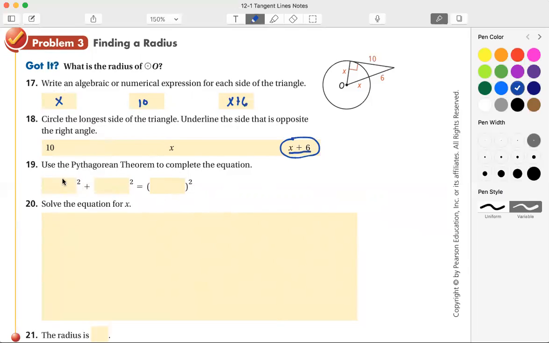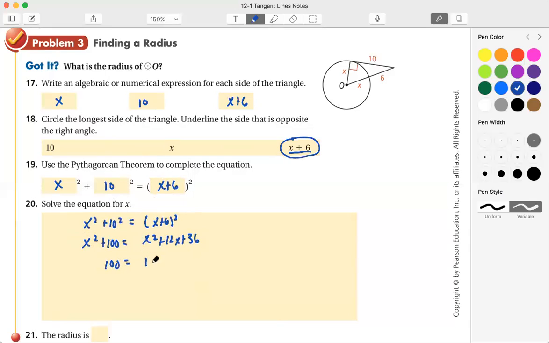So let's use the Pythagorean theorem. We have x squared plus 10 squared equals x plus 6 quantity squared. All right, and then just use that to solve for x. So we have x squared plus 10 squared equals x plus 6 quantity squared. So we have x squared plus 100 equals x squared plus 12x plus 36. We're going to subtract x squared from both sides.